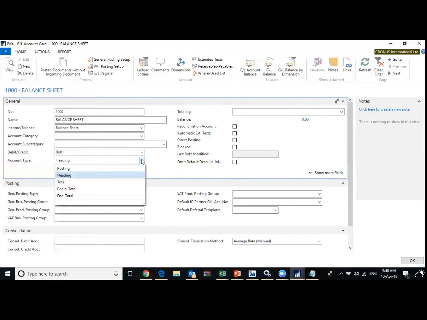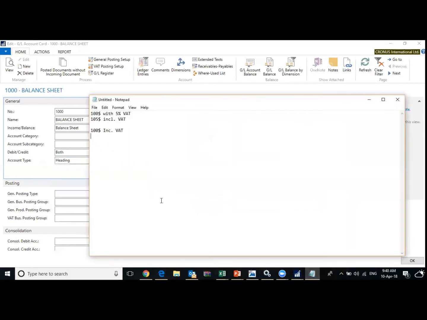So this is one of the most important things on this card. If you can see here, you have your posting, you have your heading, you have total, you have begin total and end total. Okay, so now I think is a good time to discuss first of all the numbering, and then we will go and discuss the account type.